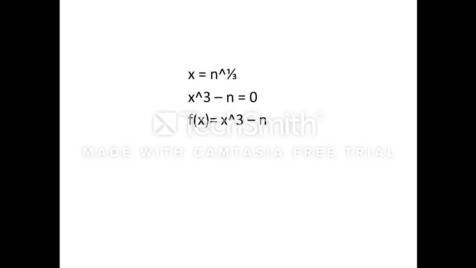Let n be any number whose cube root we want to find. Let x be the cube root of the number n, then x can be written as x equals cube root of n. On solving this, x cube minus n equals 0. Let the function f(x) equals x cube minus n equals 0. So now we implement it in the bisection method.